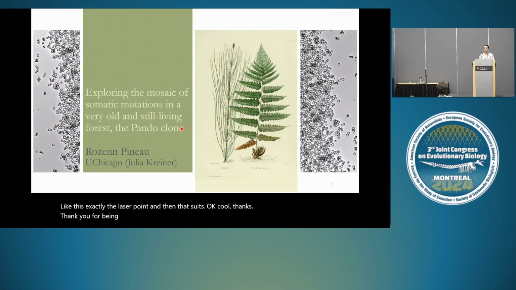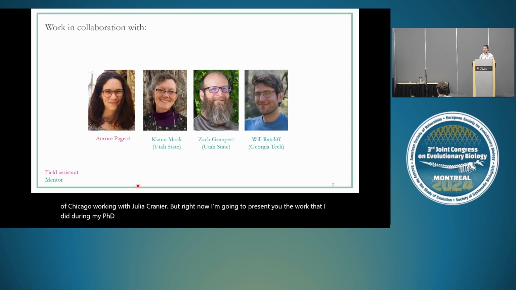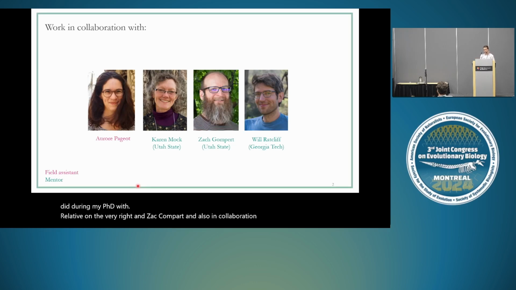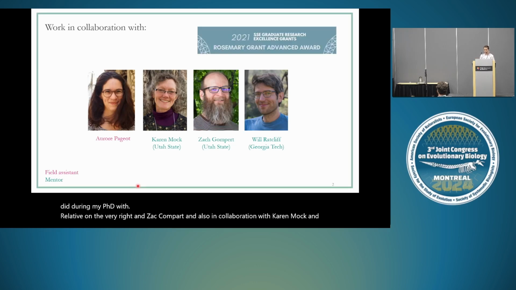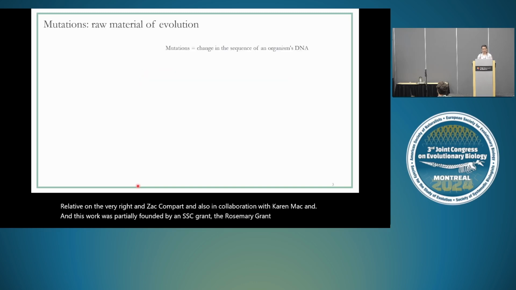My name is Rozenn, and I'm currently a postdoc at the University of Chicago, working with Julia Crainier. But right now I'm going to present you the work that I did during my PhD with Will Radcliffe and Zach Gompert, and also in collaboration with Karen Mock and Aurore Pajot. And this work was partially funded by an SSC grant, the Rosemary Grant Advanced Award.